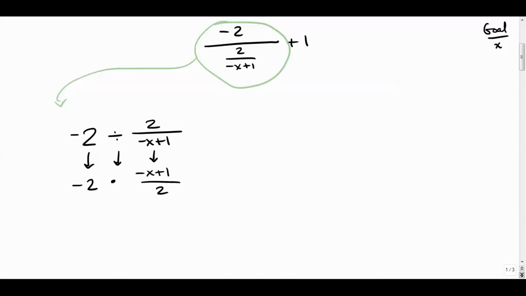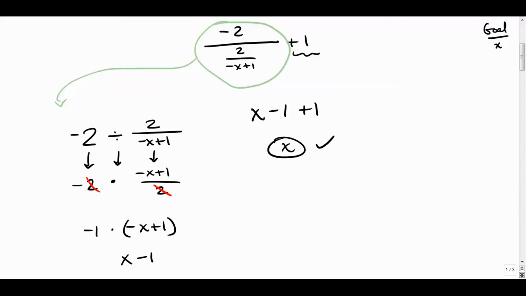So now I have -2 out in front, 2 down bottom. So that turns into -1 times this. The 2's cancel out. So if I distribute that negative in, I get x minus 1. So this whole green thing simplifies down to x minus 1. And remember, there's this plus 1 out here, and what do you know? X minus 1 plus 1 is x. That's good.